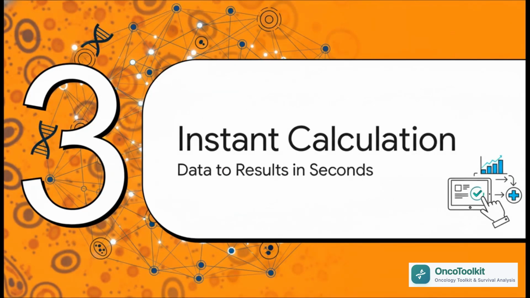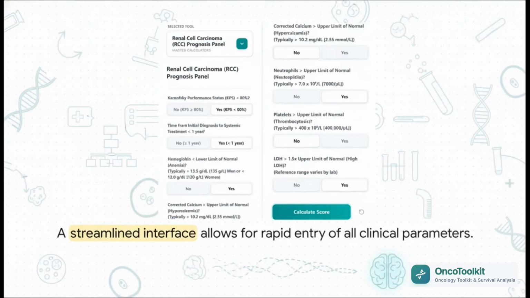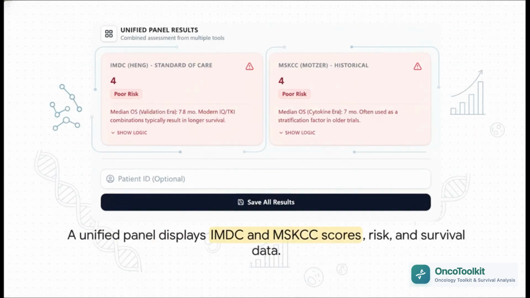All right, so we've got the science down. Now let's see how the tool translates all of that theory into an instant, actionable result you can use right at the point of care. The interface, as you can see, is incredibly streamlined. It's built for speed. You just go down the list, entering the parameters, performance status, time to treatment, and those 5 key lab values. It's all simple yes or no toggles, which completely removes any guesswork. And boom, 1 click, and you get this unified results panel. Right away, you see both scores, the risk category it places the patient in, in this case, poor risk, and it even gives you a reminder of that median survival data. This dual view gives you a truly comprehensive, evidence-based picture in a matter of seconds.